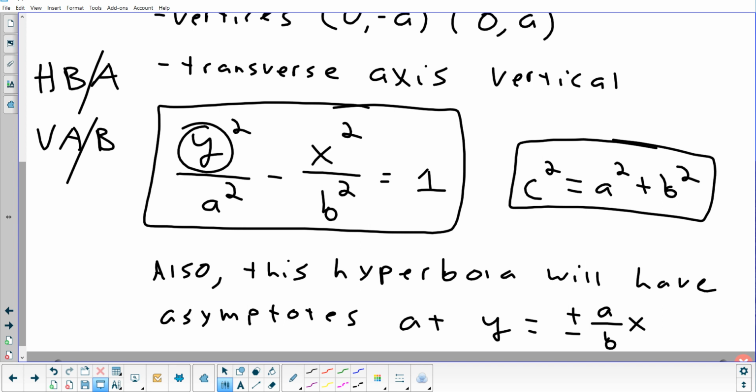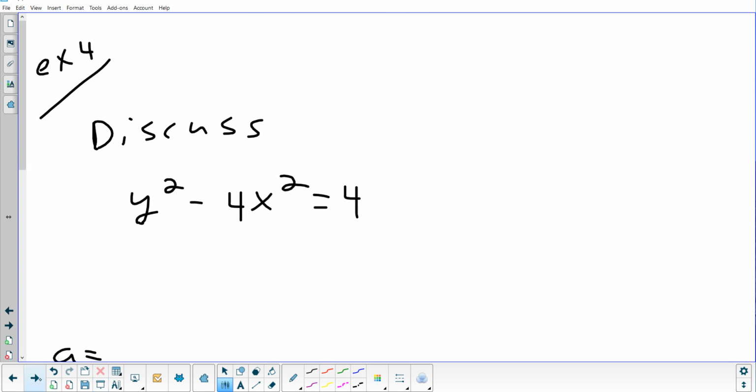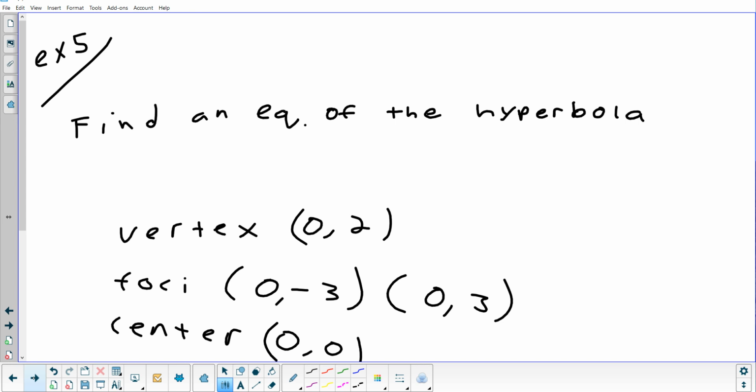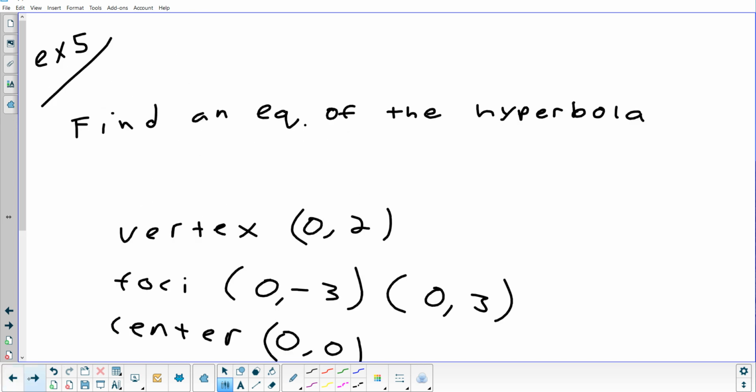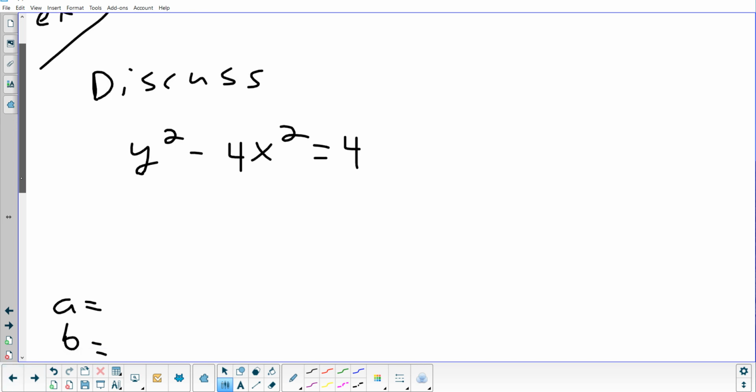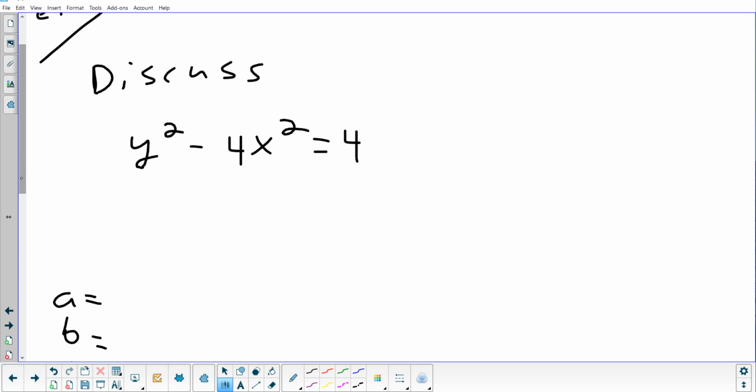So any question on how this formula is different than the last one? Or what is different? Any question on that? All right, let's try it. So we'll do, let's see, I've got one discuss, and then we'll do one where I give you the information. Okay, you tell me, what's the first thing I should do to discuss this one?